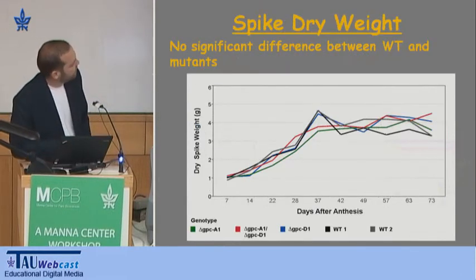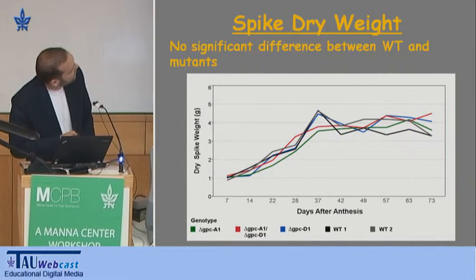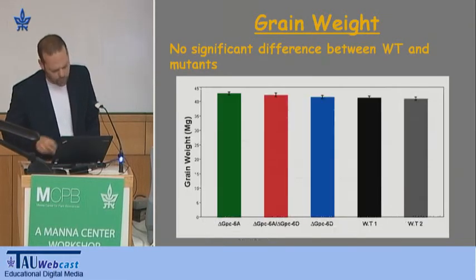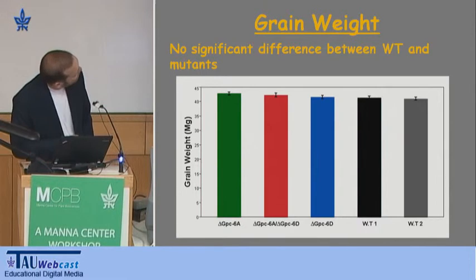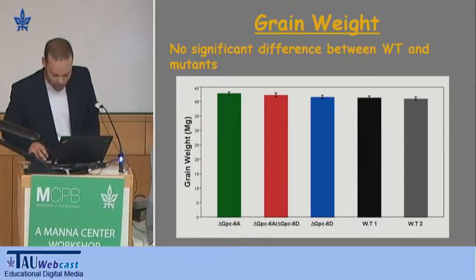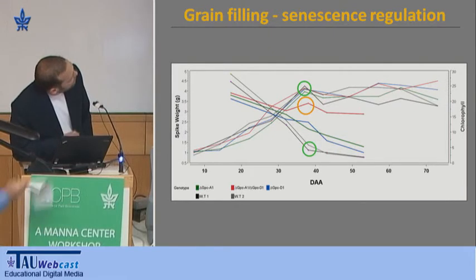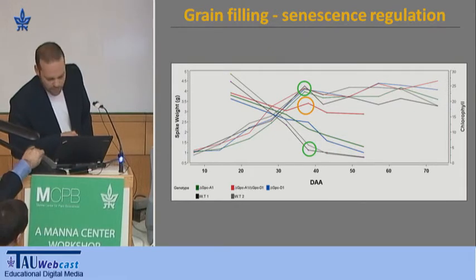But then we checked the spike dry weight throughout the senescence, and we saw actually no differences in the spike dry weight, and also we measured the grain weight, and also no differences. So we asked the question, what happened here? And maybe a possible explanation is we can learn from overlaying the two graphs of senescence, okay.